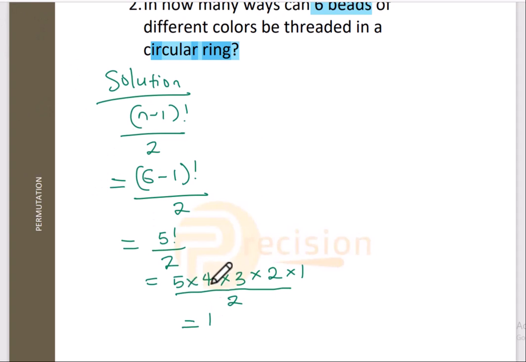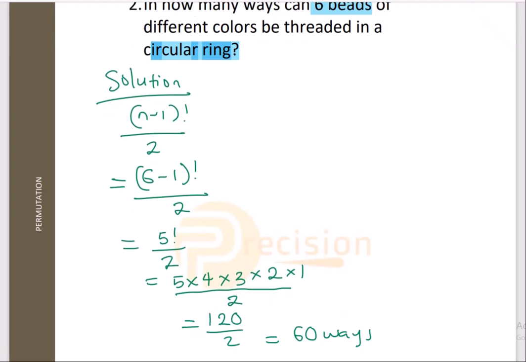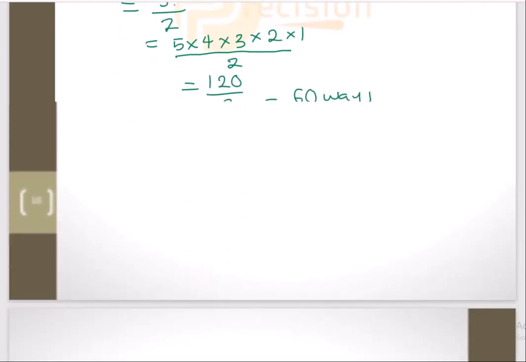Okay, 5 times 4 is 20. 20 times 3 is 60, times 2 is 120. So 120 times 1 is still 120, all over 2. And that's giving us 60. So we have 60 ways. Okay, we are done with this.